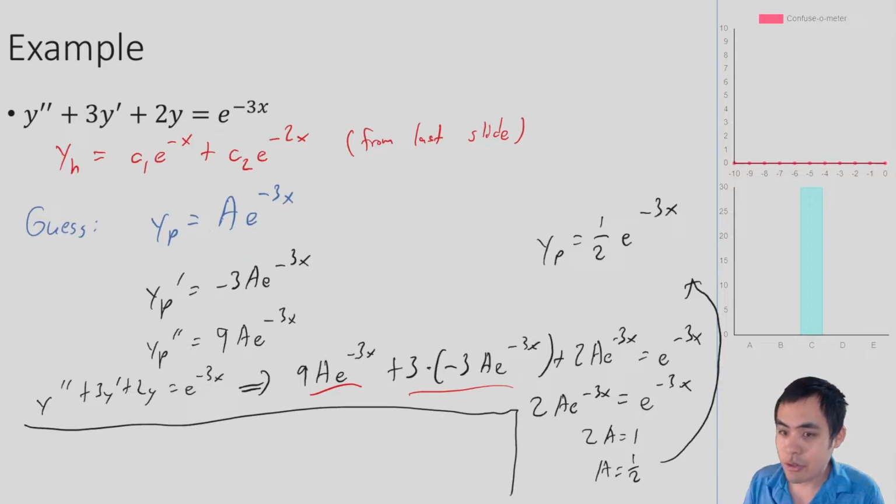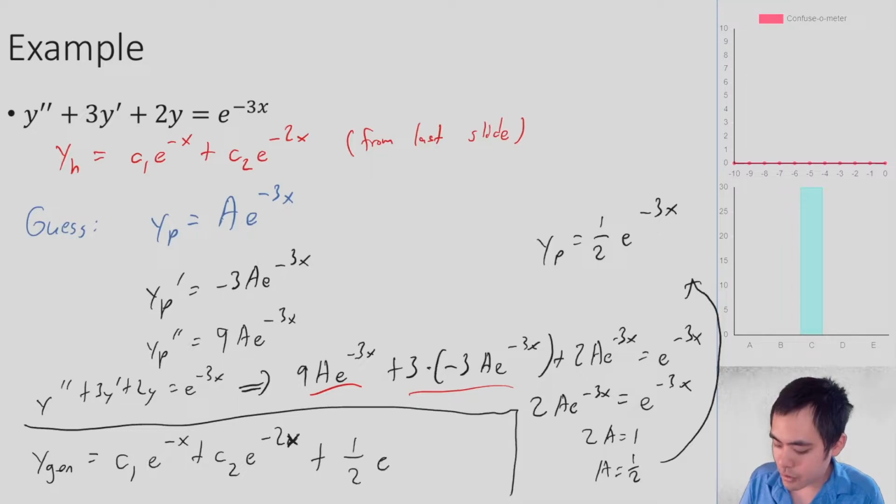Putting all that together, we get that the y general is equal to c1 e to the minus x plus c2 e to the minus 2x plus 1/2 e to the minus 3x.